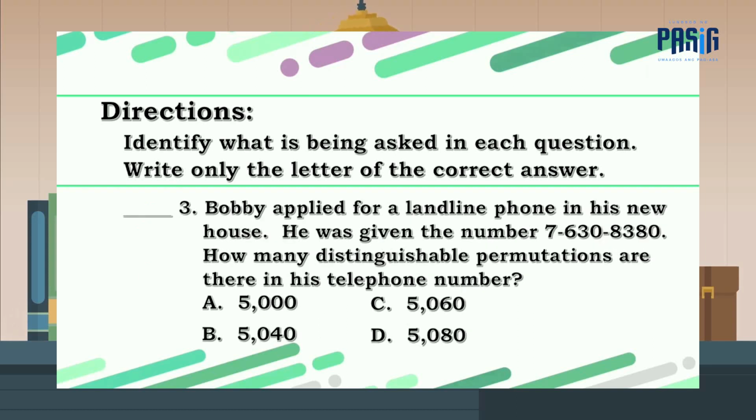For question number 3. Bobby applied for a landline phone in his new house. He was given the number 7630-8380. How many distinguishable permutations are there in his telephone number? Is it A, B, C, or D? The correct answer is letter B.